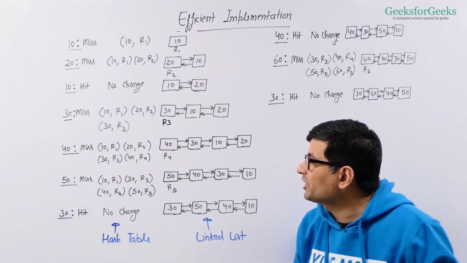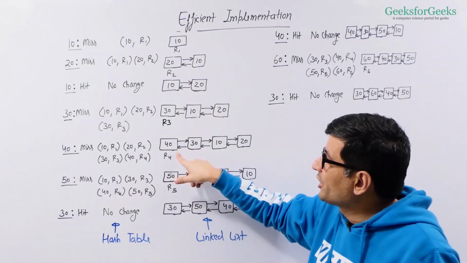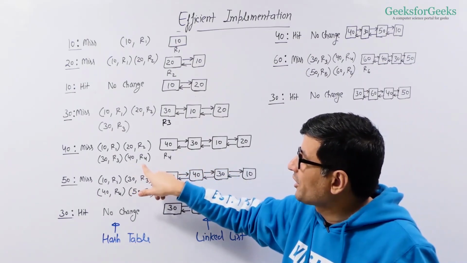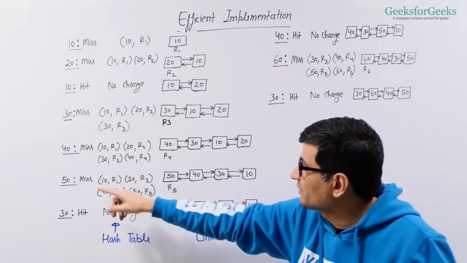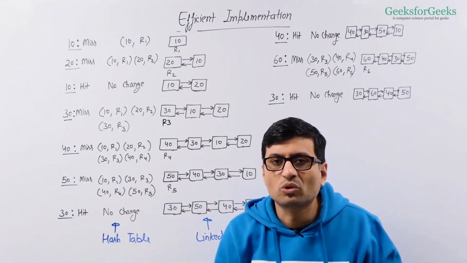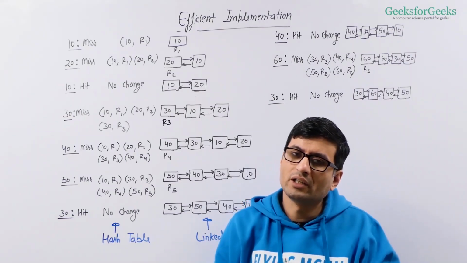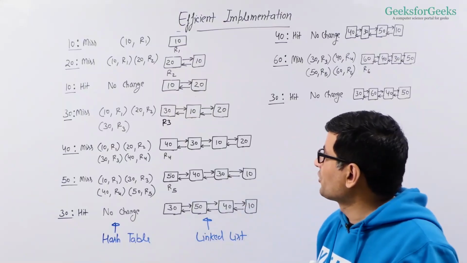Now when you access 40, 40 is also a miss. So you are going to insert a new node at the head and insert an entry 40 R4 in your hash table. Now when you access 50, 50 is also a miss. And this time you need to remove a node from the linked list and from hash table as well. So which node you will remove?